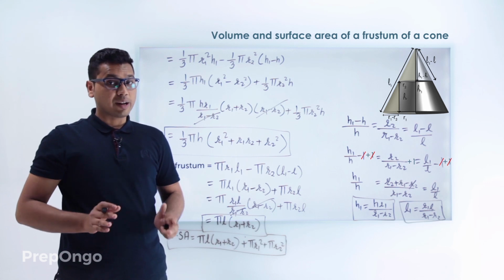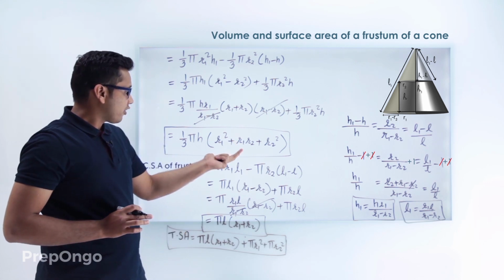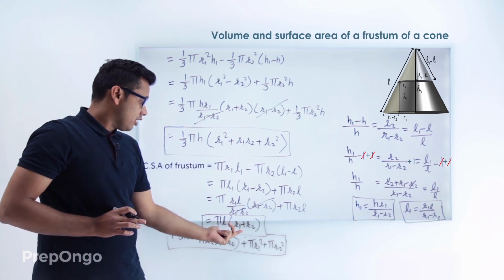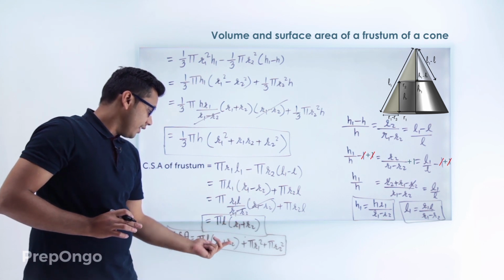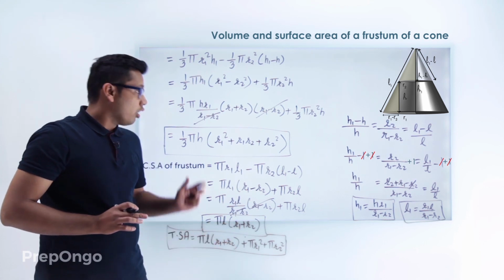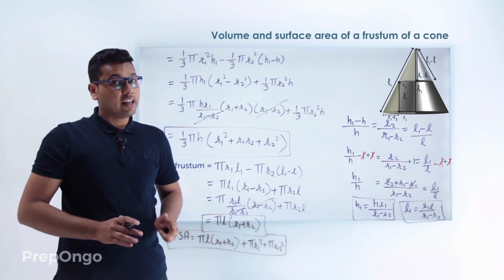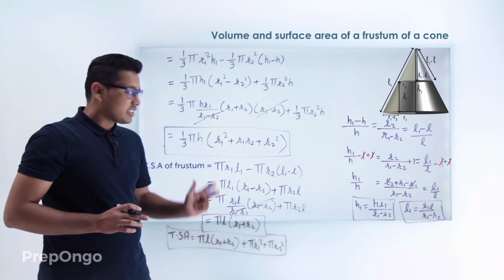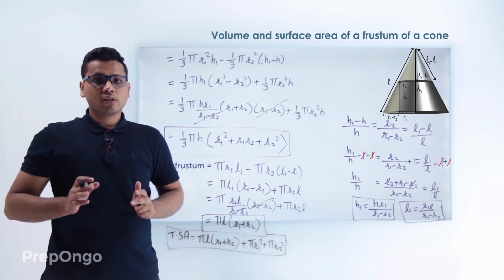So all we have to remember is the volume of a frustum of a cone, the curved surface area of the frustum of a cone, and the total surface area of a frustum of a cone, and then we'll apply all these three results to solve the questions further.